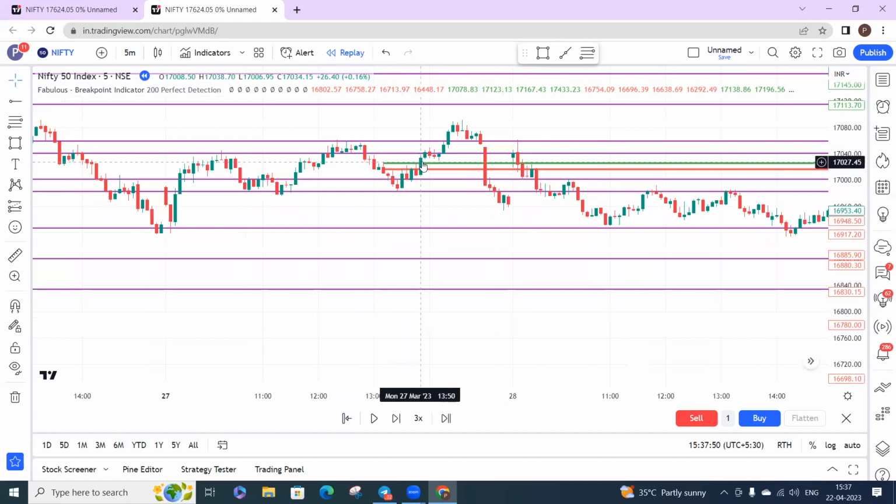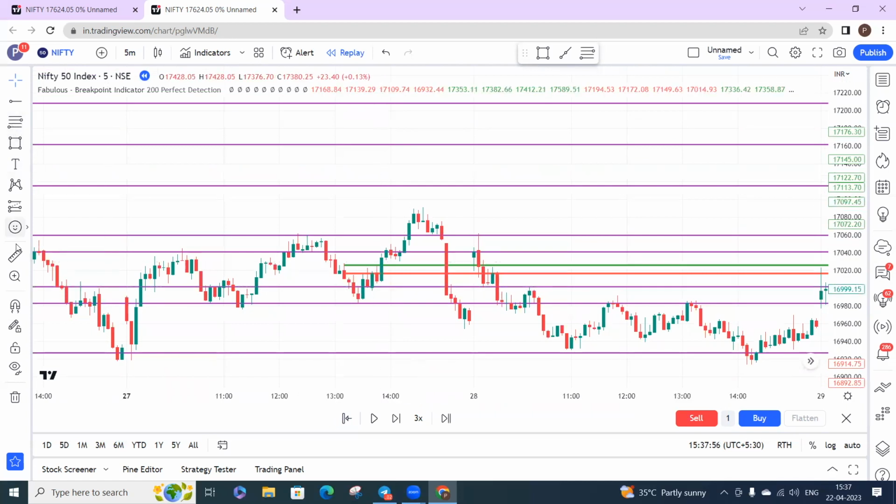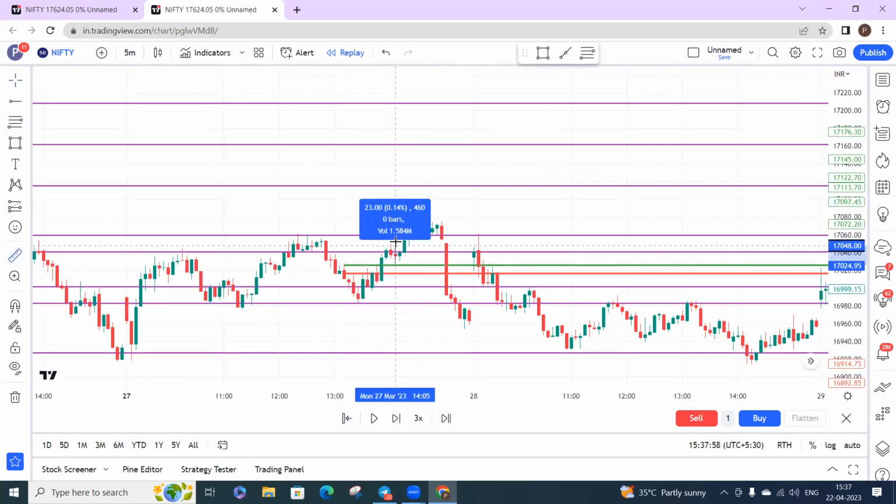It gave a buy above. First target taken, second target hit. Okay. So how much point it gave from here? From here to here? You had 33 points. In fact, you would have got 1000 points, at least 1000 rupees.